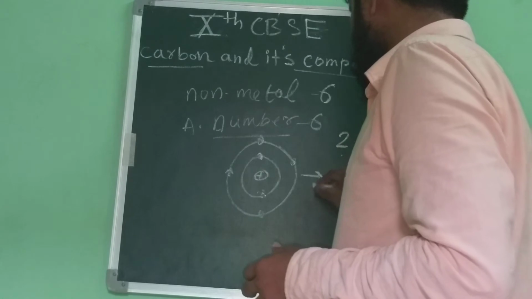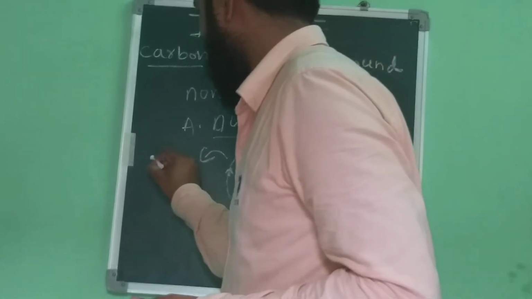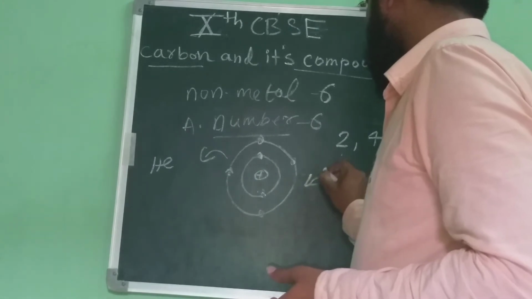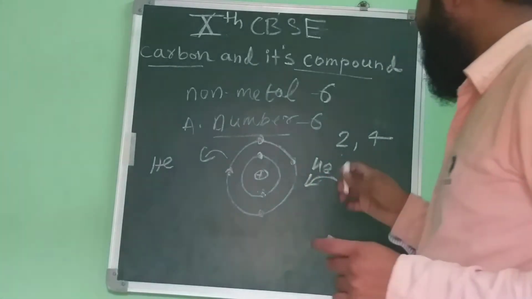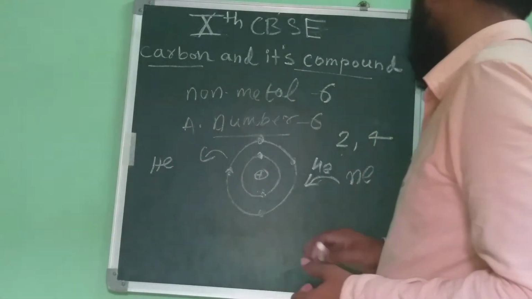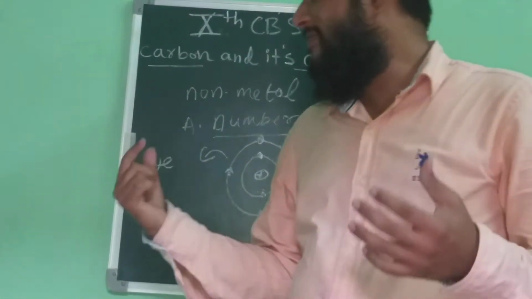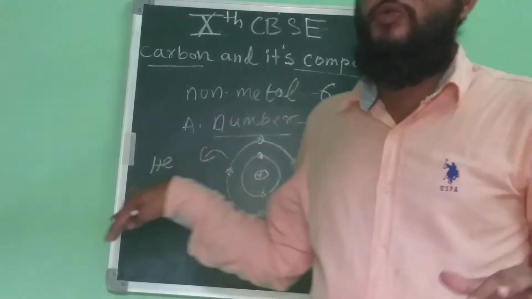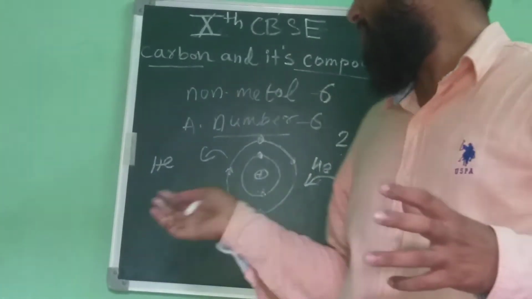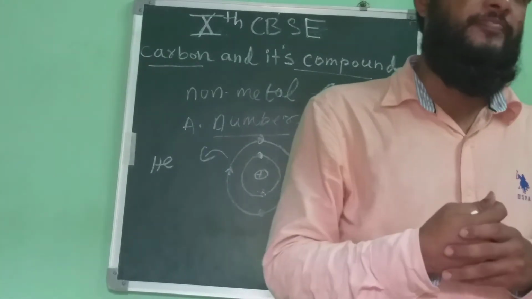If it donates these 4 electrons, it will attain the inert gas configuration of helium. Or if it accepts 4 electrons, it will attain the inert gas configuration of neon. But it will not do so. It will neither donate 4 electrons nor accept 4 electrons. Then how does it make its compounds?